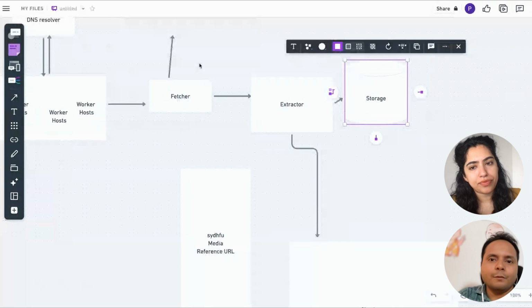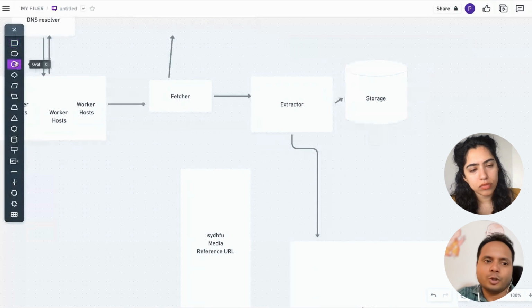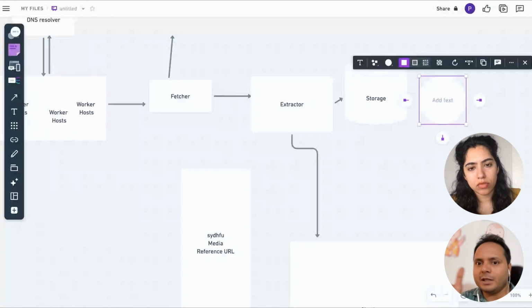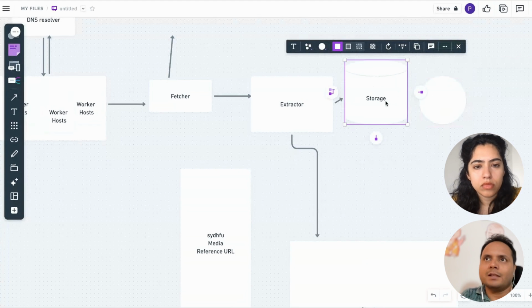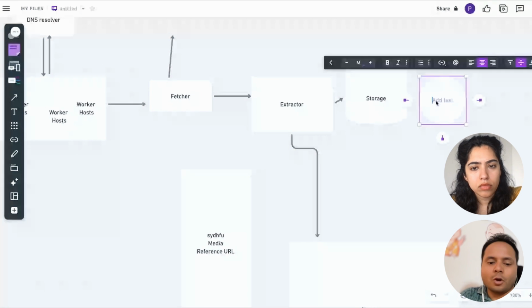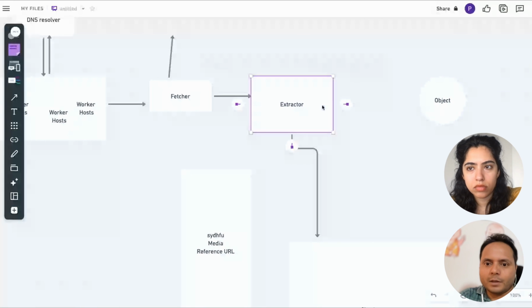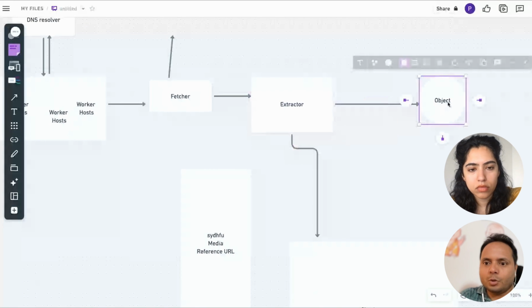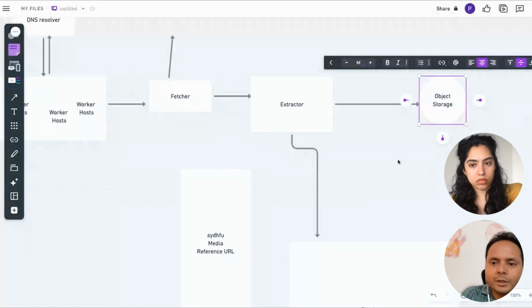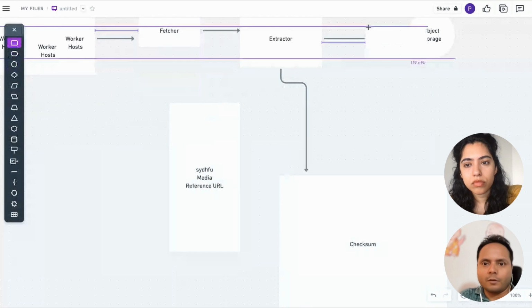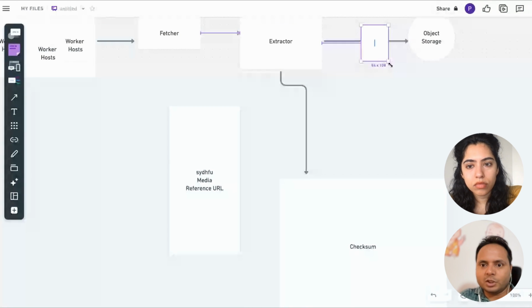For this storage, I would use primarily a blob storage, like an S3 kind of thing, because the HTML data, ultimately what we are getting from the web pages, suits well in an object storage format. That is best suited as an object storage, so I would go for an object storage to store our actual web pages.